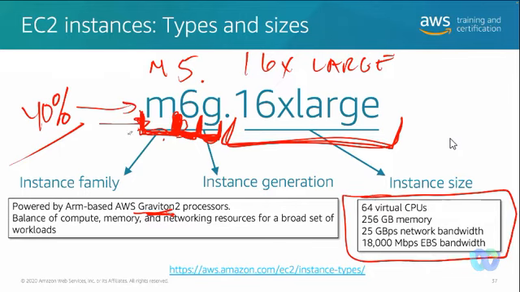So on top of the family type and generation that you choose, you're going to choose the size that will dictate those resources. So in this example here, an M6G 16x large means you'll receive 64 virtual CPUs, 256 gigs of memory, 25 gigabits per second of network bandwidth, as well as some disk bandwidth as well. All right, so this will dictate those resources.